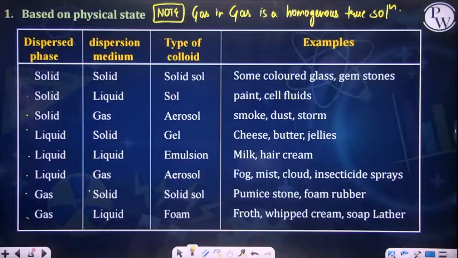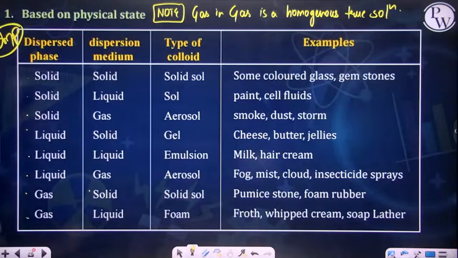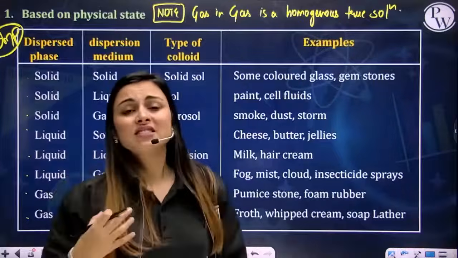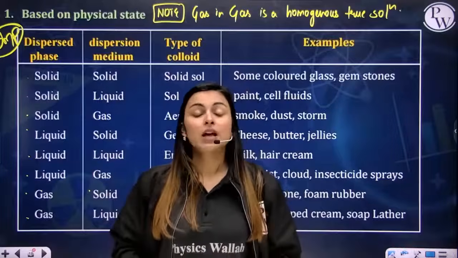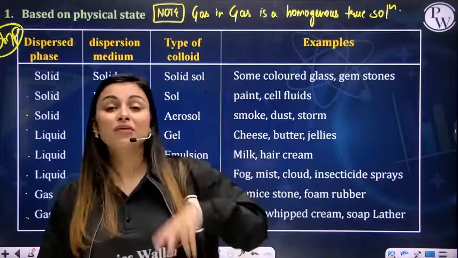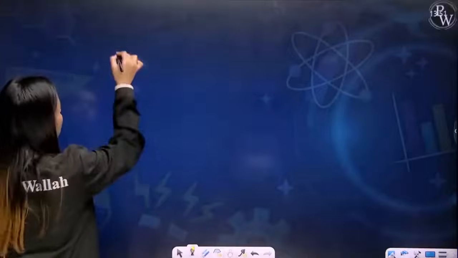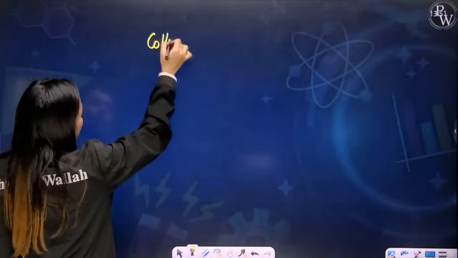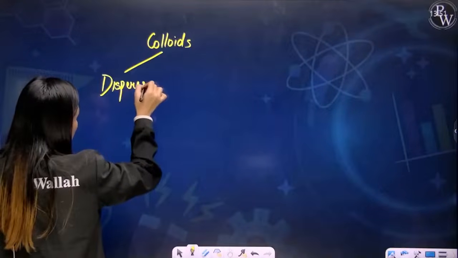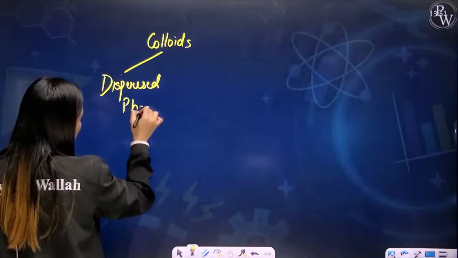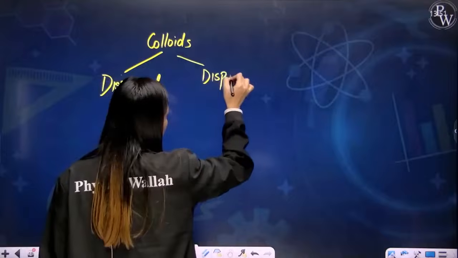So you have to understand this table. This is very important. Now the question arises that, ma'am, why are you not calling them solute and solvent? Because they are considered as solute and solvent in true solutions. When you talk about colloids, my dear students, you have 2 different things. In colloids, you have the dispersed phase, which is called DP, and you have the dispersion medium.